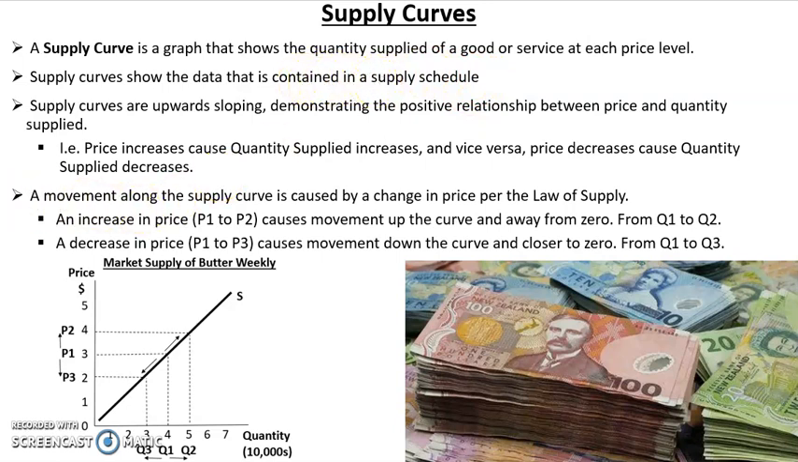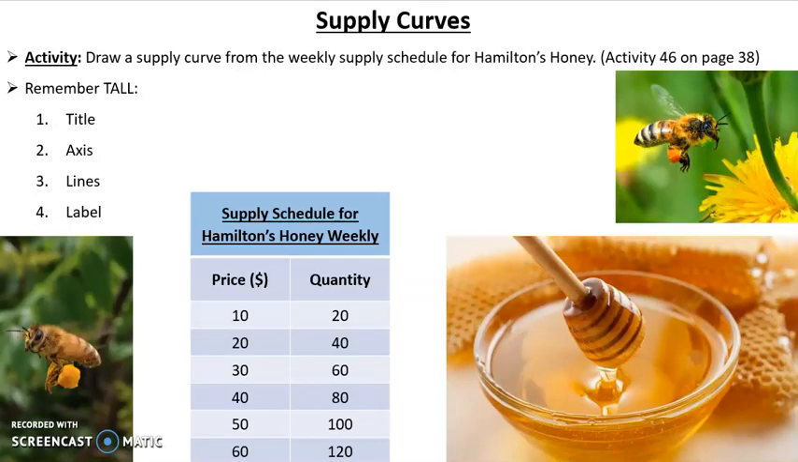So moving on to our final slide of the day, gentlemen. This is again another activity for you, and I'm sure you're going to love this one. And that is activity 46 on page 38. It's simply taking Hamilton's Honey weekly supply schedule and crafting a supply curve from that data. Just a handy reminder of our TALL hint: title, axis, line, label. So the same conventions that we use for graphing demand curves apply for supply curves.